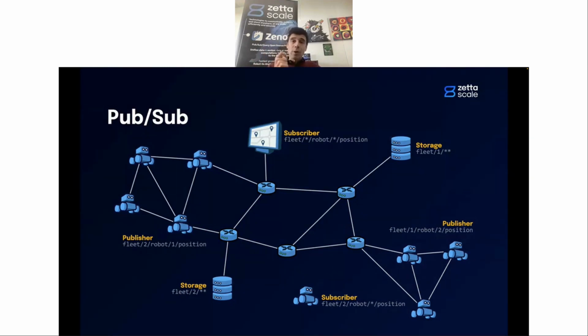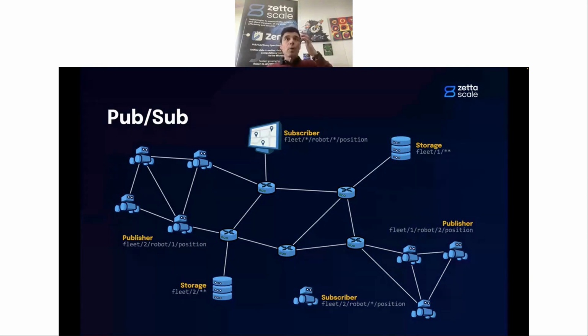And again, when you're a pull subscriber, whenever you pull, you can decide how much data you want to pull. And then Zenoh will garbage collect the data that is cached throughout the network only once you have consumed all the data that was for you.